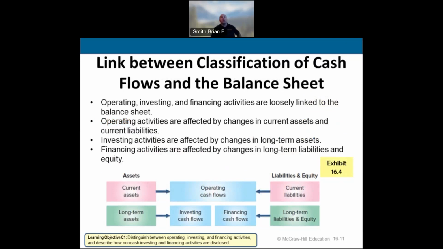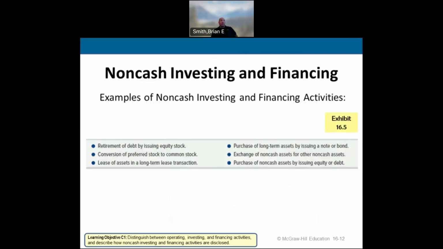Current assets and current liabilities represent the operating cash flows. Long-term assets and long-term liabilities represent the investing and financing activities respectively. That's a good way to look at this to help you assess where things are plugged into. So this is a good slide. I definitely recommend printing that off or keeping that there.